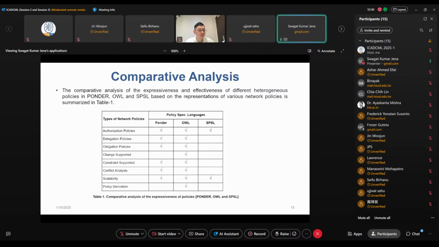Change in the sense, if you have already implemented one policy and then you want to modify the policy constraints, then it is quite difficult in Ponder. However, in OWL you can easily modify the already existing policies. SPSL is scalable, you can scale it, but it only works with IP addresses and authorization policies.